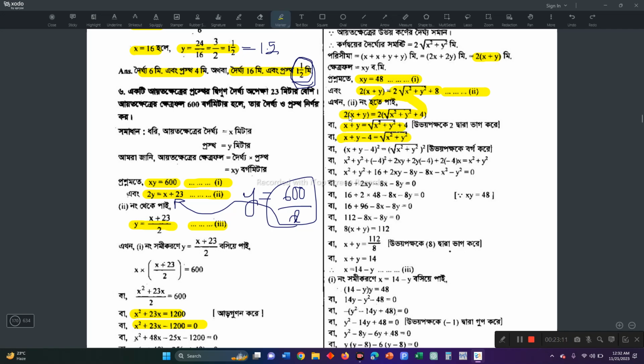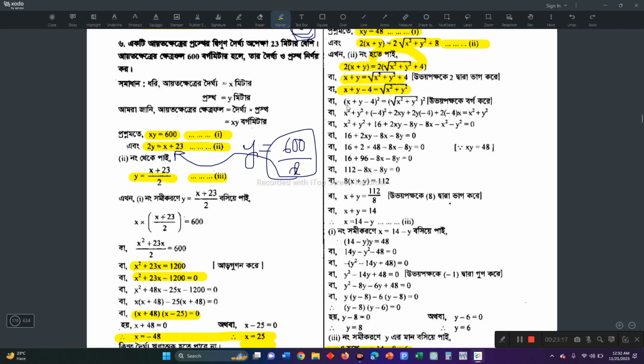So taking the 4 on the left side, we get x plus y minus 4 is equal to root over (x square plus y square). Then squaring both sides, we get (x plus y minus 4) whole square is equal to x square plus y square. The main intention of doing this is to remove the square root from here. Then from the whole square expansion, we get the x square and y square terms, and calculating, merging and arranging these terms, we get 8 into (x plus y) is equal to 112.